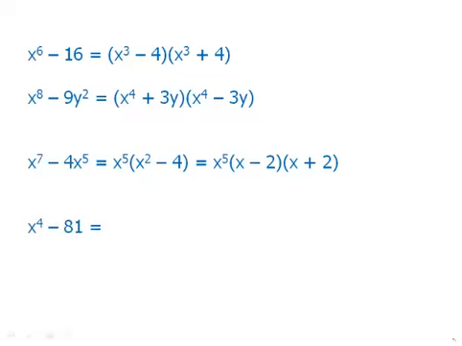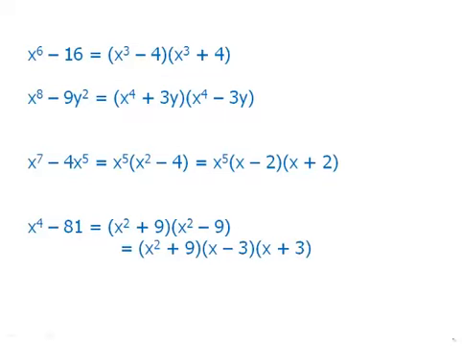Here's another one. So of course we can factor this. x to the 4th is x squared squared, so a equals x squared, b equals 9. We can factor this into x squared plus 9 times x squared minus 9, but notice that x squared minus 9 is another difference of squares. So we can factor that one again, and we have x squared plus 9 times x minus 3 times x plus 3. And that is the fully factored form.